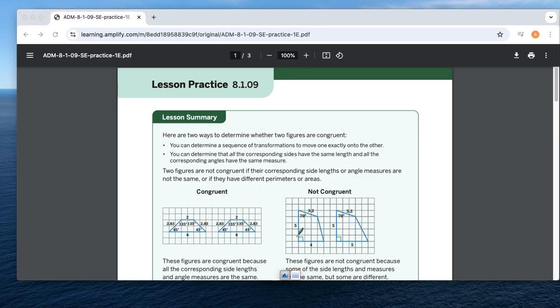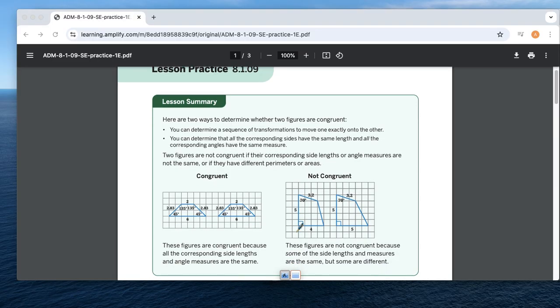All right, so 9. Here are 2 ways to determine whether 2 figures are congruent. 1, if you can determine a sequence of transformations that move one exactly onto the other. So if you can figure out which transformation, reflection, rotation, or translation was used to move one exactly on top of the other one, then the 2 figures are congruent. 2, you can determine that all corresponding sides have the same length and all the corresponding angles have the same measure. Otherwise, the 2 figures are not congruent.